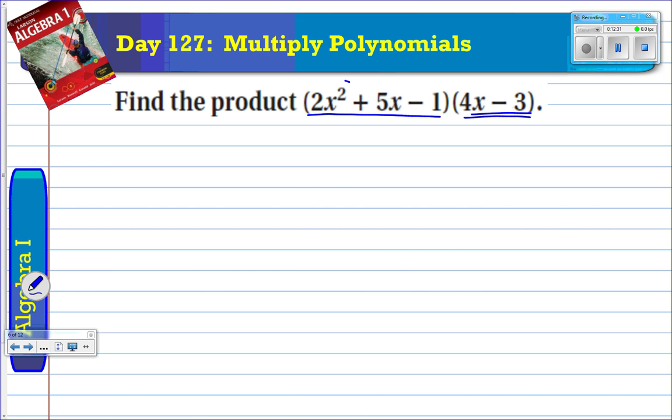I'm going to distribute my 2x squared across both of these from the other factor, my 4x minus 3, the other thing I'm multiplying by. 2x squared times 4x is an 8x cubed. 2 times 4 is 8. X squared times x is x to the third. There are 3 x's total.